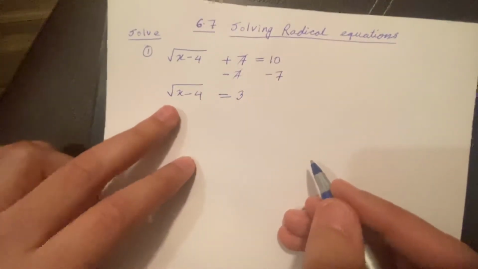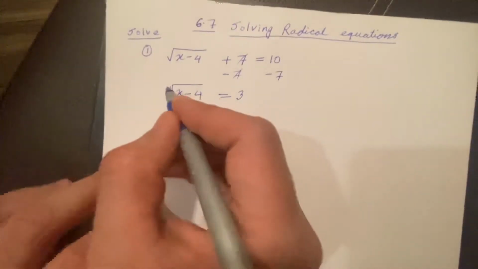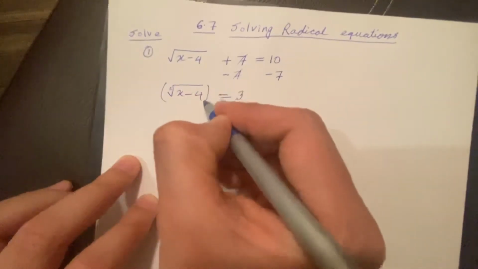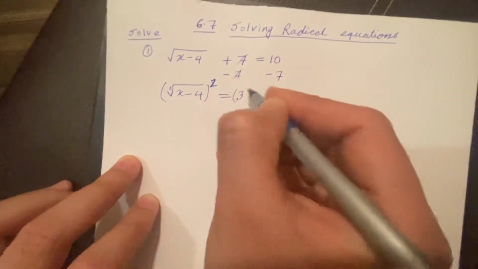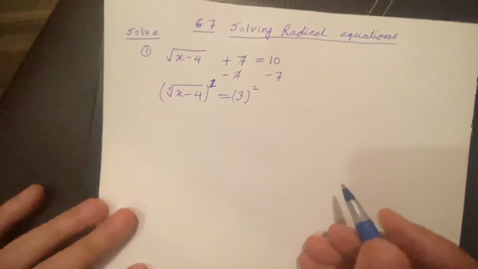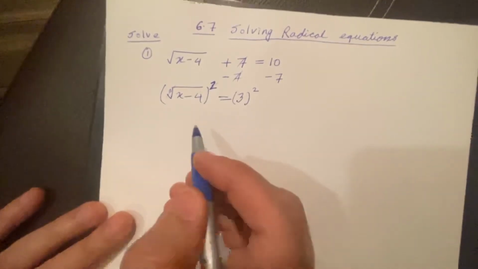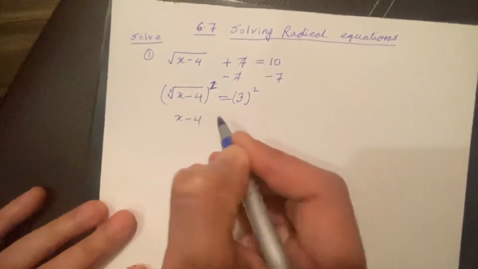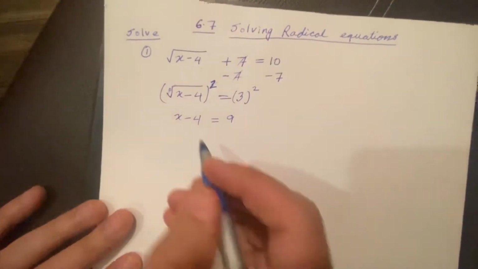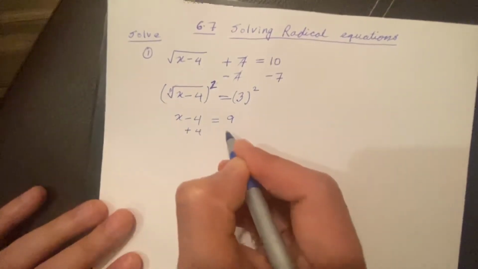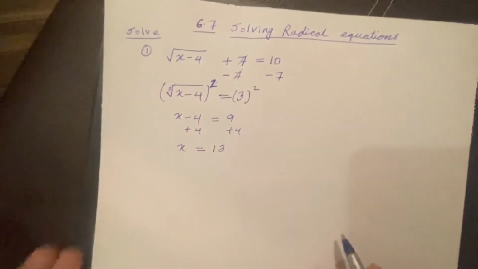So now, since the index of the square root is always 2, to get rid of the square root we can take the square on both sides. This way these two are gone, so we don't have any square root anymore. So now we just have x minus 4 on the left hand side is equal to 9 on the right hand side. To get the value of x, we can just add 4 on both sides. So x is equal to 9 plus 4, which is 13, right?